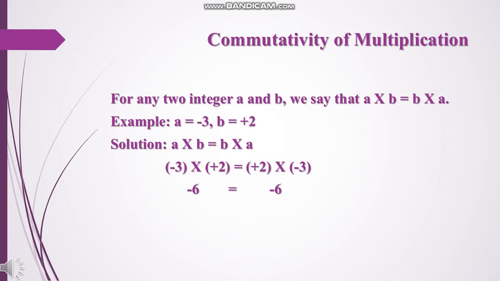Commutativity of multiplication. For any two integers a and b, we say that a into b is equal to b into a. For example, a is minus 3 and b is plus 2. Solution: a into b is equal to b into a, which is minus 3 into plus 2 is equal to plus 2 into minus 3, is equal to minus 6, is equal to minus 6.